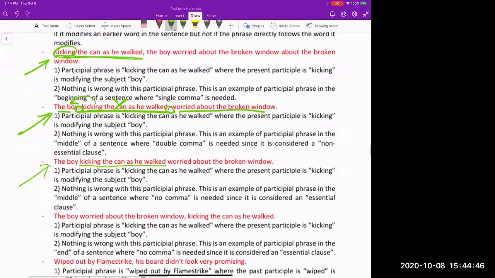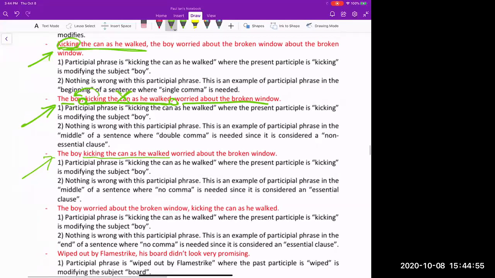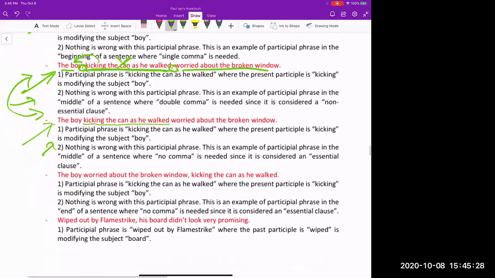When there is no comma, this is what you call essential. The reason why it's essential is that maybe you don't know who the boy is. Who is this boy that's worrying about the broken window? Maybe it's important to distinguish them. If it's important, and that's for the exam, I'll talk more about it for the exam. You won't really have to choose between two commas or no comma. It's more about whether there's one that doesn't make sense. If you do have to pick between these two, I'll tell you more about that. This is just recognizing what these are.